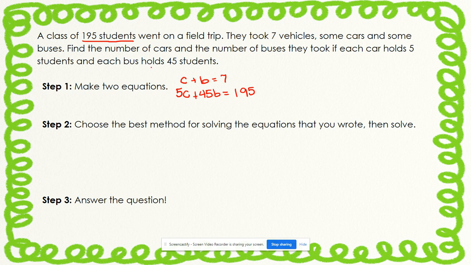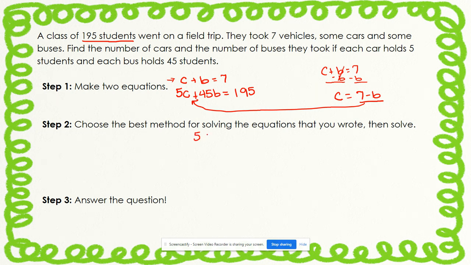I'm going to choose a method to solve. Again, because I have coefficients of 1, it looks like substitution is going to be the best method. So I'm going to take C plus B equals 7, and I'm going to get C by itself by subtracting B from both sides. Those will cancel and leave me with C equals 7 minus B, or negative B plus 7. So now that I have C by itself, I'm going to take 7 minus B, and I'm going to plug it in for C in my second equation.